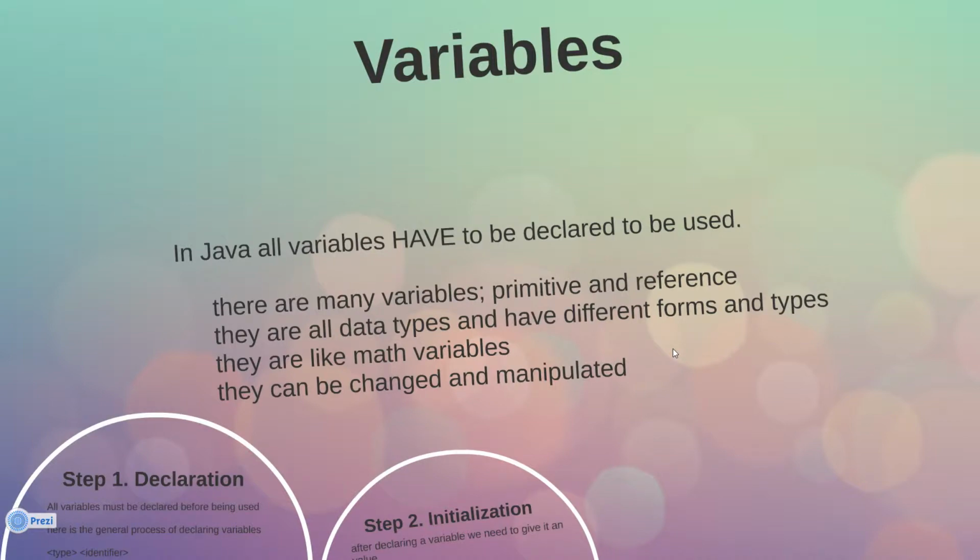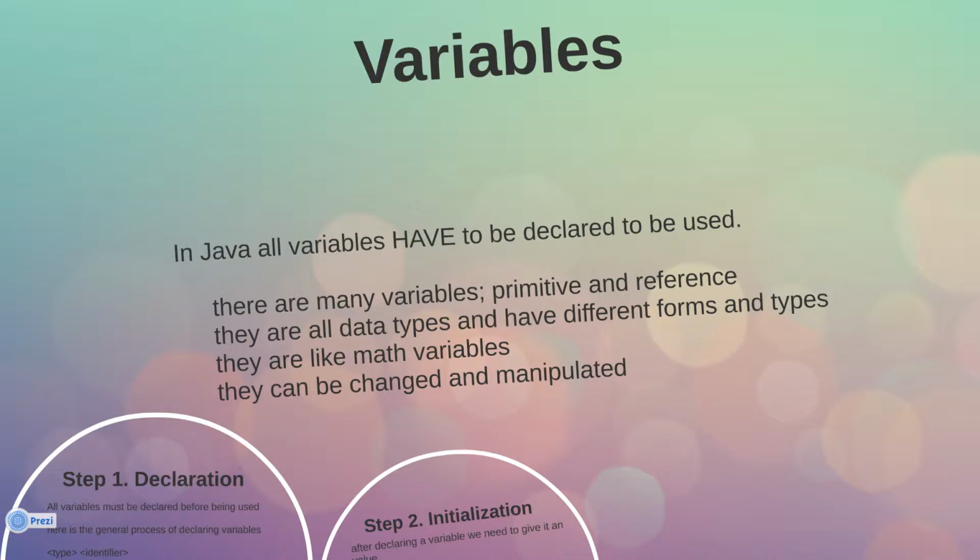So there are many variables, okay? Primitive and reference, okay? I'm not going to explain this now because I explained it in my last video, so go check it out. So there are all data types and they have different forms and types. Don't know what data types are, check my last video, okay?